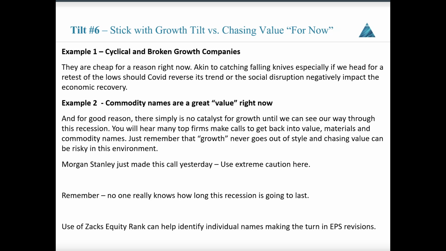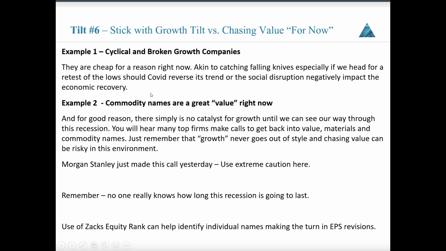Okay, so you're adding a lot of risk that you don't need to add if you have a proper core equity portfolio and you stick with just some of these tilts that are just very, very obvious if you just look at the metrics and look at where the money flows are going. Nobody knows how long this recession is going to last.